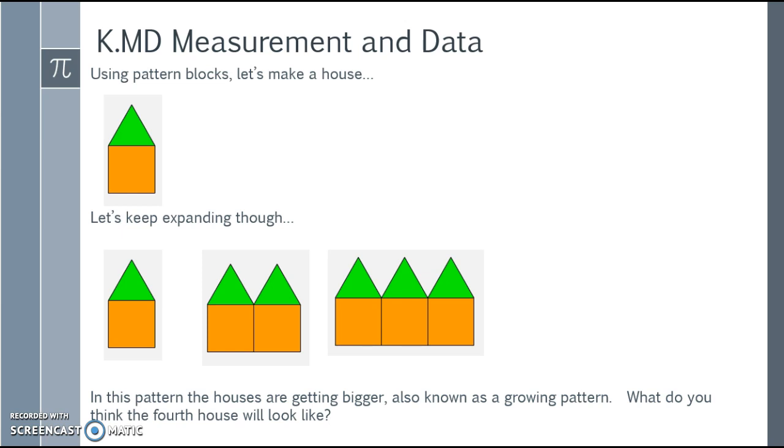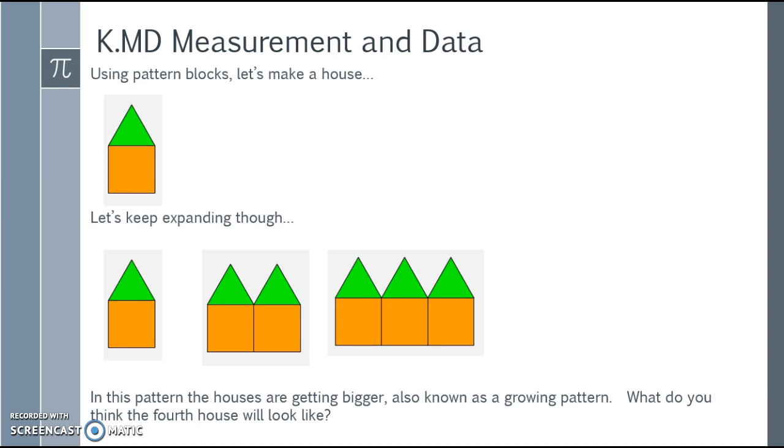So the first item was a triangle with a square underneath. 2 houses would be 2 triangles and 2 squares. Expanding once more would be 3 triangles and 3 squares. In this pattern, the houses are getting bigger. This is known as a growing pattern.